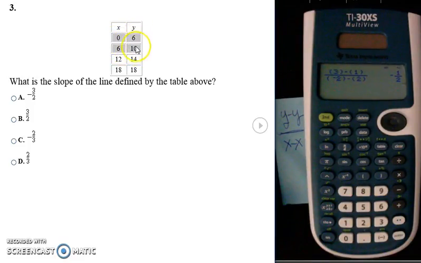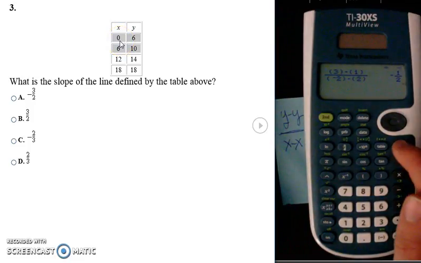And so I'm going to subtract my y numbers on the top. And I'm going to start with 6. You can start with 10, but then you just have to be consistent on the bottom. So since I'm starting with 6 on the top, I have to start with 0 on the bottom. I can't play around with the order.